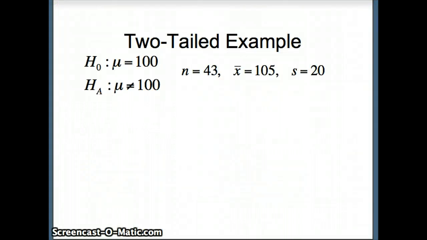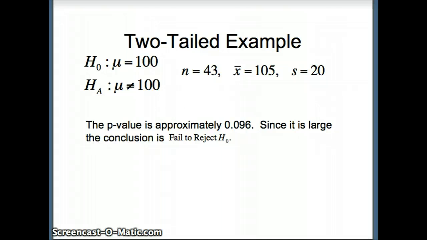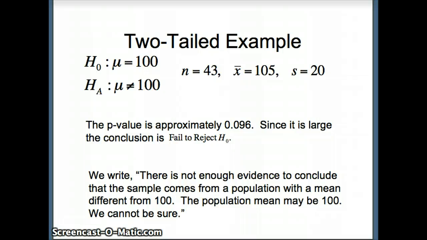So here's our example. Based on our Minitab simulation, we expect the p-value somewhere near 0.096. That is large. The conclusion is fail to reject H0. And we write there is not enough evidence to conclude that the sample comes from a population with a mean different from 100. The population mean may be 100. We cannot be sure. Assuming the population mean is 100, the chances of getting numbers this extreme or more extreme is almost 10%, and 10% is fairly large. Since that's fairly large, we say this might be true.